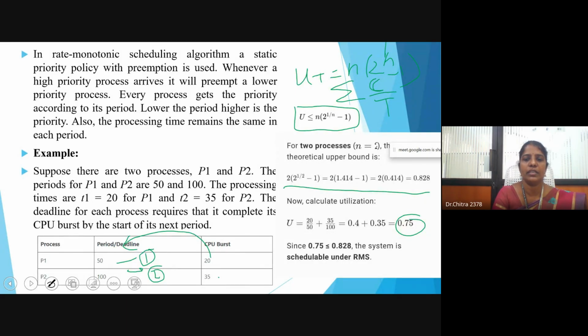This RMS scheduling is an example of preemptive scheduling. Preemptive means if job P1 enters, even though P2 is executing, P2 will quit from the execution and wait for the next stage. If P1 enters into the queue, P2 is automatically terminated and quits from the execution. That's the meaning of preemptive.